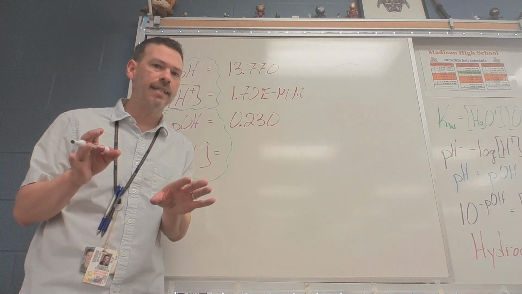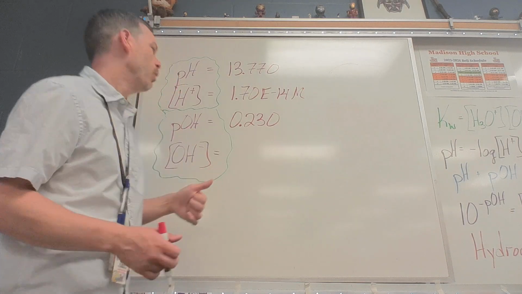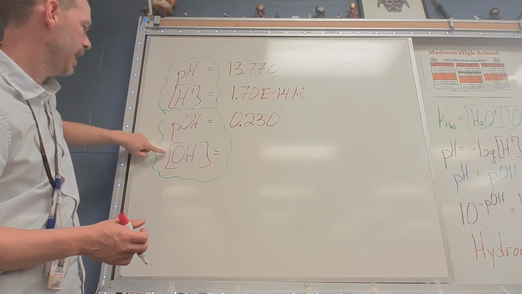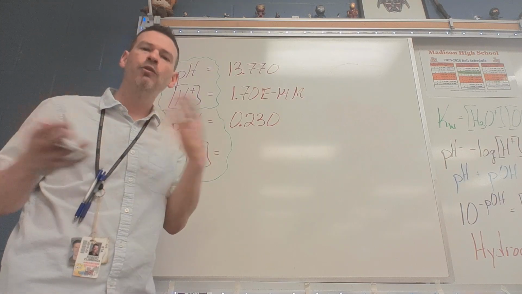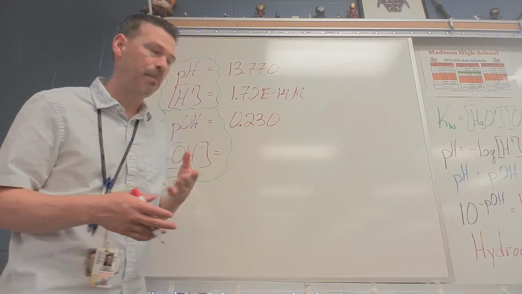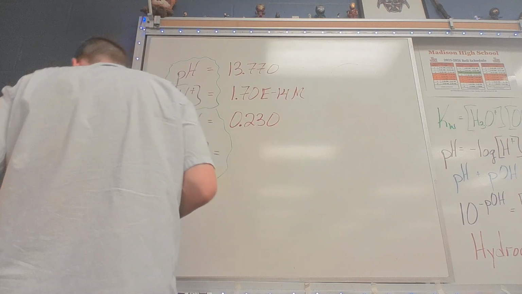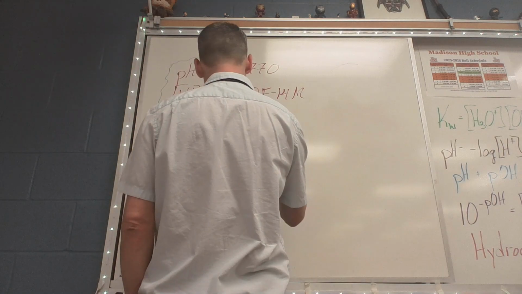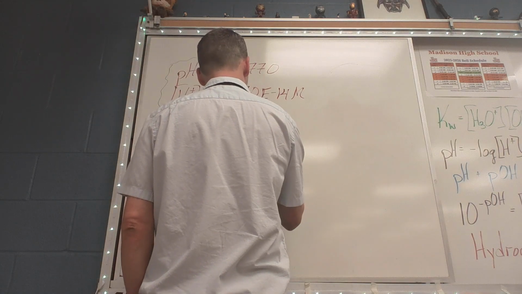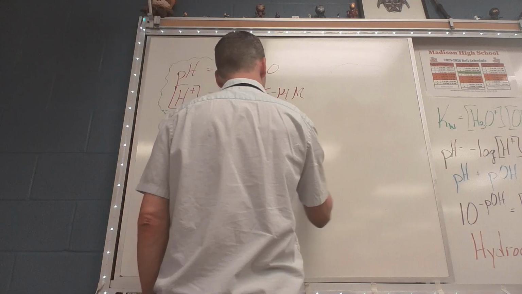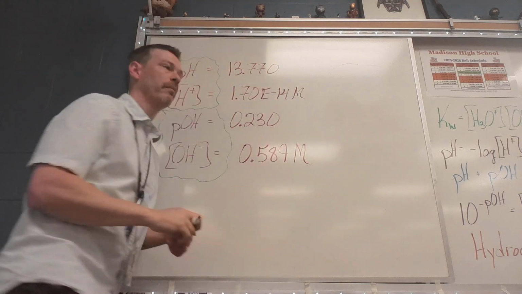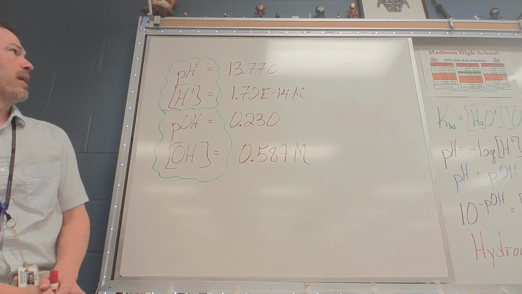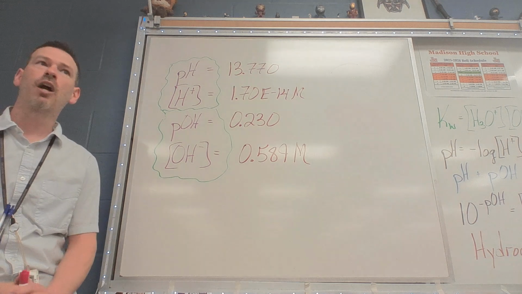Or we could go all KW and be fun and tricky, which would be KW divided by H plus is OH minus, and it'll give you plus or minus 1,000th of the same number, which is fine. But for the hydroxide value, I get 0.589. All of them have 3 sig figs. Who's got questions?